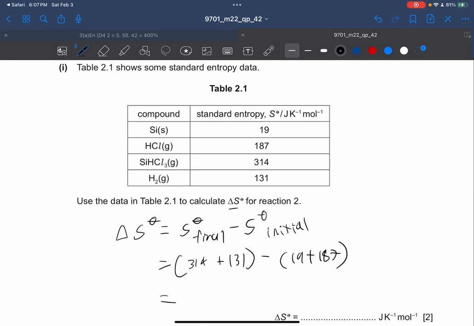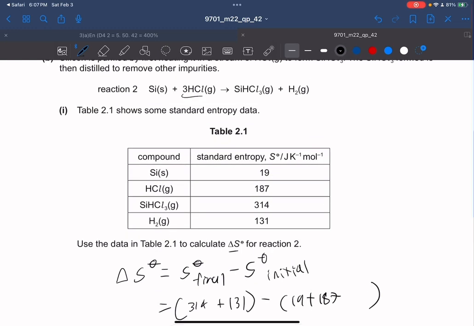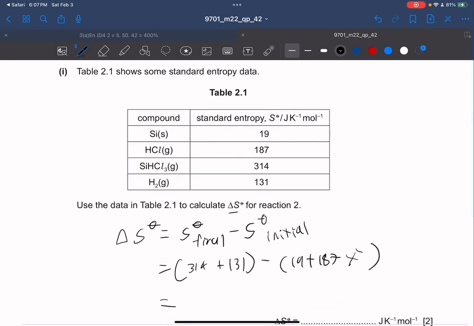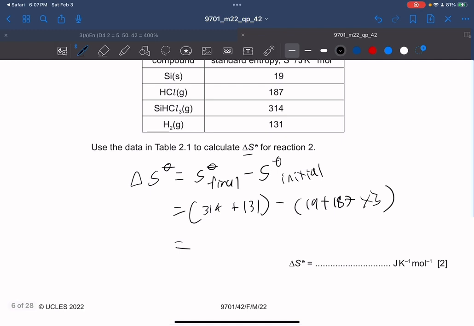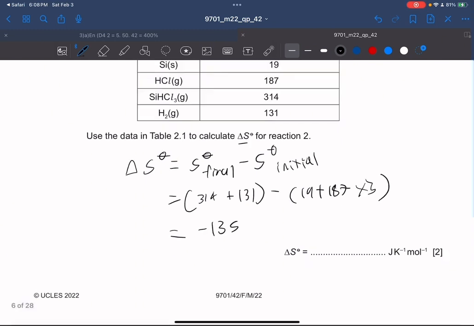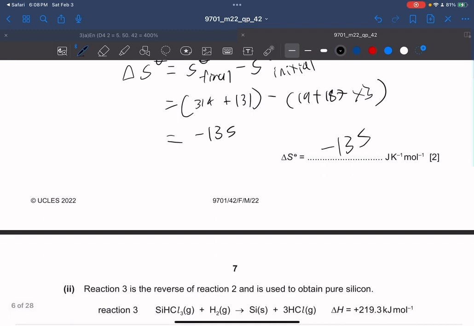All right. Plug that into the calculator. We're going to get, oh, sorry, just realized an error here. You have 3 HCl, so you have to multiply that by 3. That's why I was confused about the value I was getting. It was very big. All right, this should be the correct value, so it's going to be minus 135.